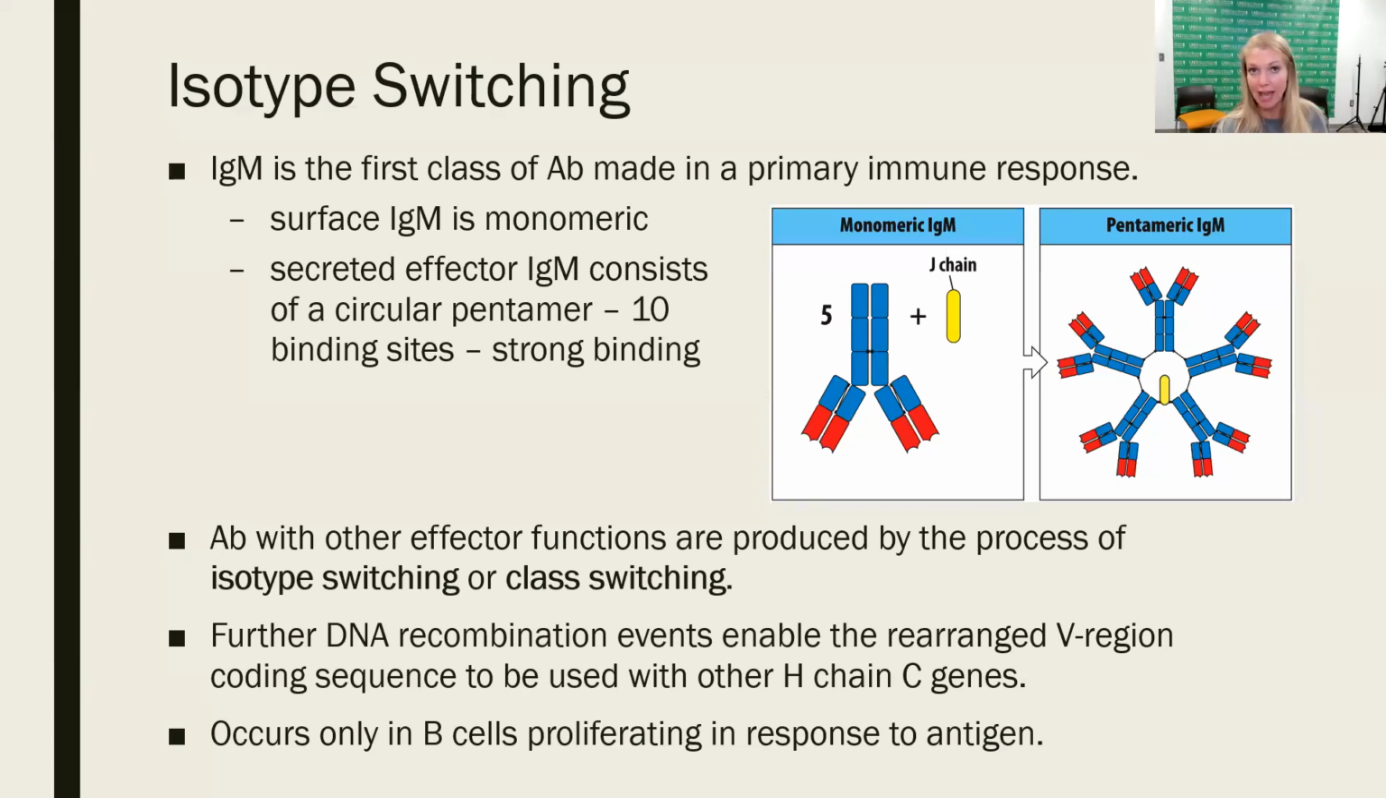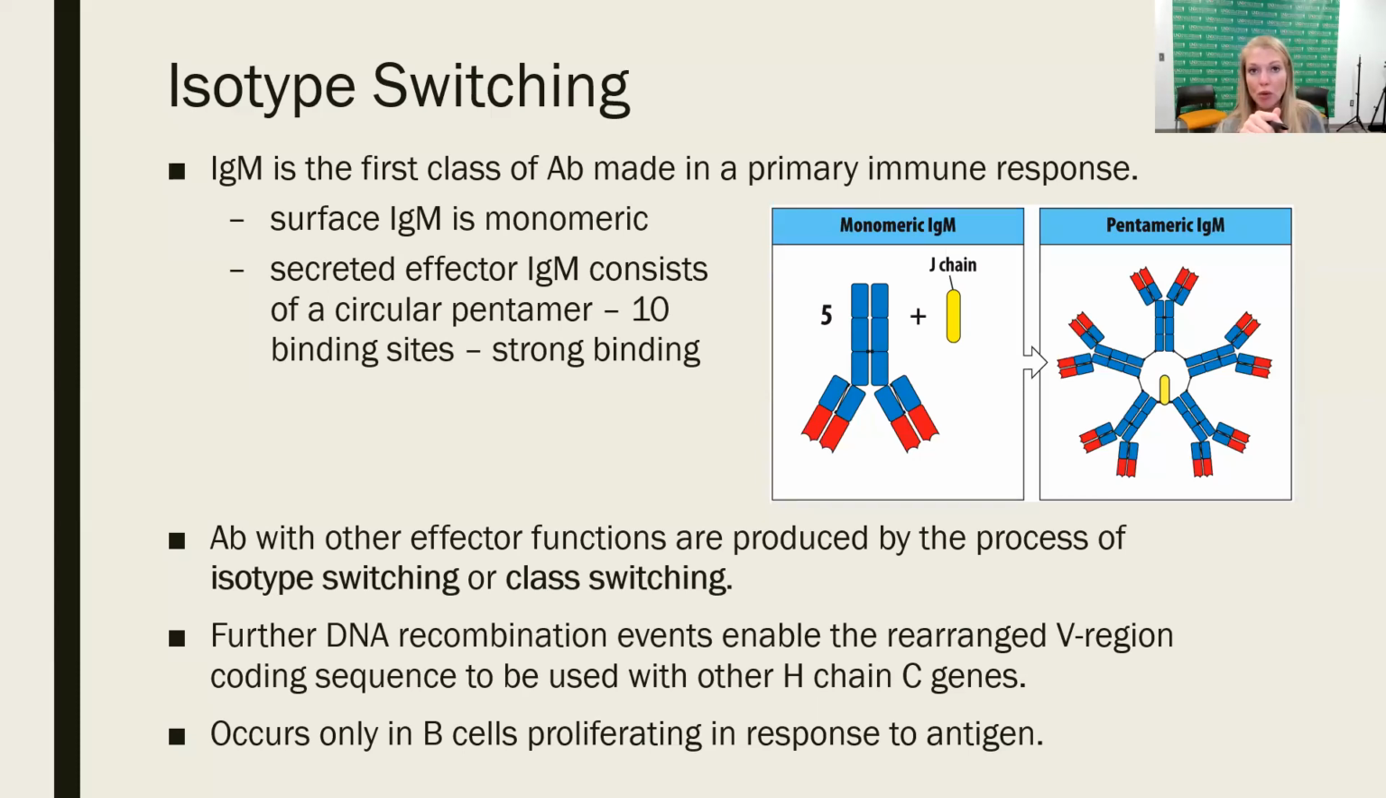B cell receptors are engaged, we saw affinity maturation happen, and we're going to get different classes of antibodies. We can call this isotype switching, we can call it class switching. I see them used interchangeably, so you'll see them throughout the literature in both ways. It is another DNA recombination event, but this time the V region is left alone and the constant region is swapped out for a different constant region.